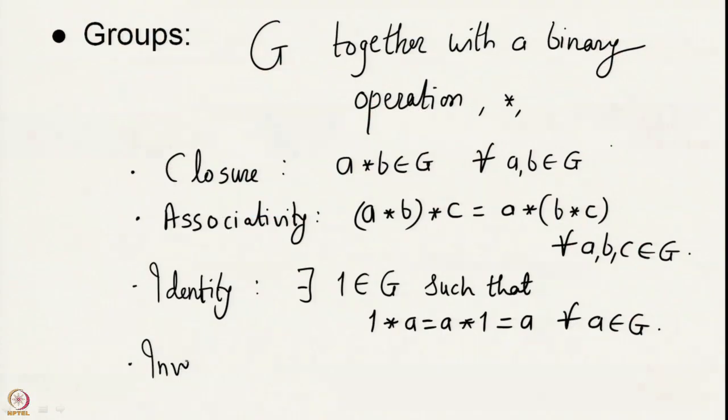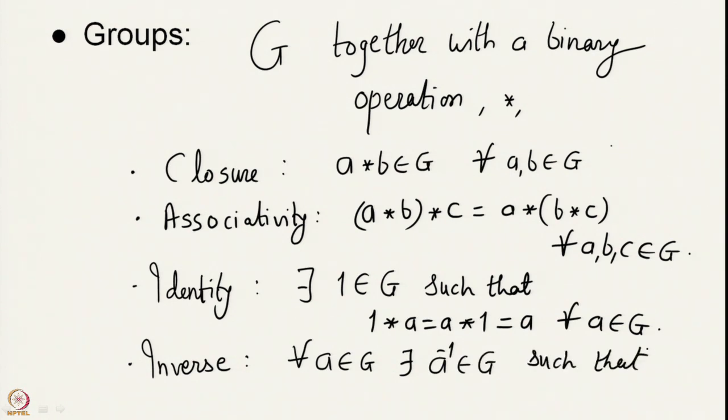So there is this element, and finally there is the axiom of existence of inverse, which says that for every A in G there exists an element, which we denote by A inverse, such that A star A inverse is A inverse star A equal to 1. So it tells you that for every A there is another element, it could be equal to A or it could be a different element, such that the binary operation of these two elements in any order gives you back the identity element.